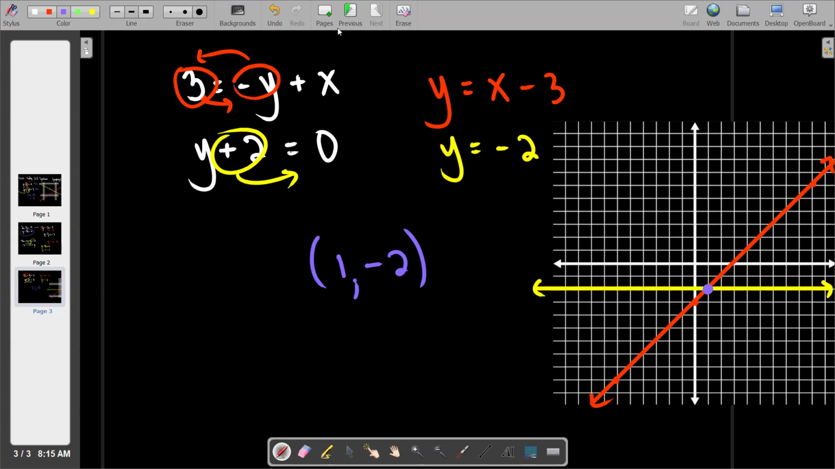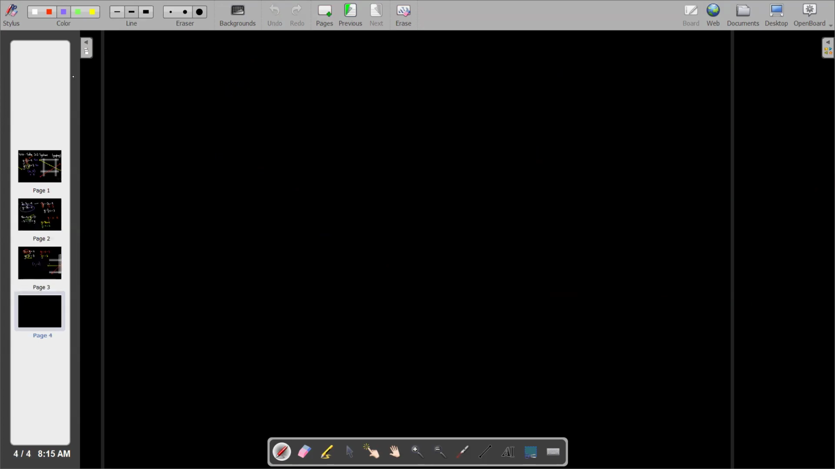Okay. This next one, again, I don't feel like we'll need to do the graphing, but I will if you want me to. The purpose of this example was not to graph a line. The purpose of this example is to refamiliarize you with fractions, right? So here's our system.